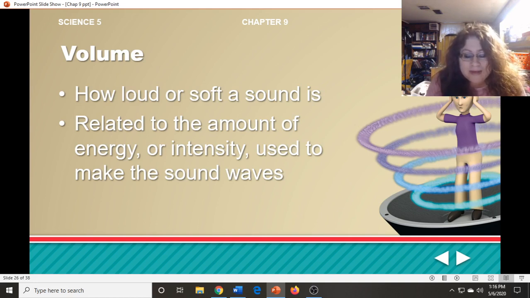Volume. Volume is how loud or soft a sound is, and you know you should highlight that as an important definition. The volume of a sound changes as the amount of energy used to make the sound wave changes. A greater energy or intensity will produce larger vibrations. Larger vibrations make louder sounds than smaller vibrations do.